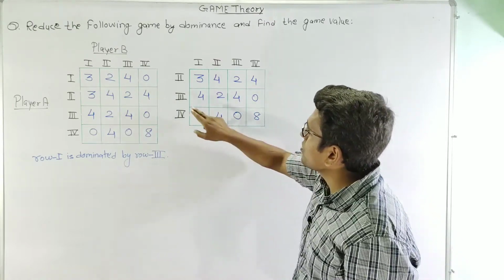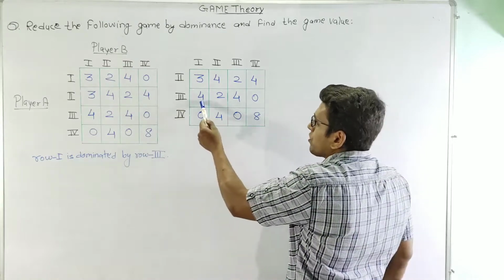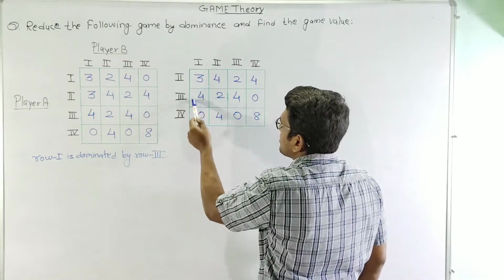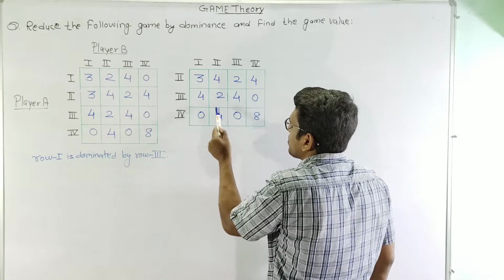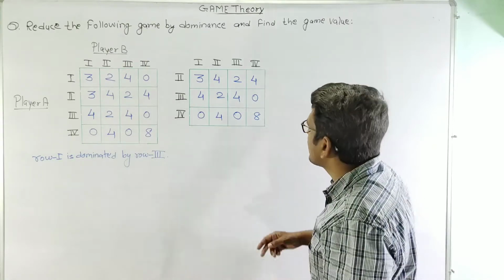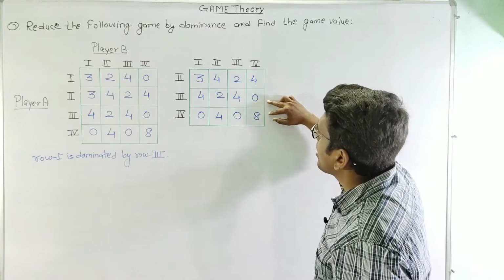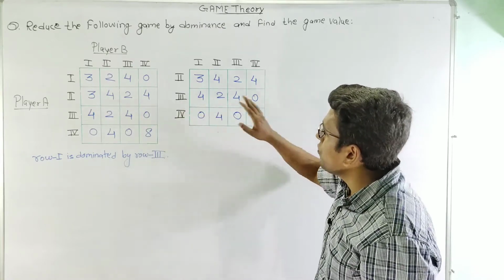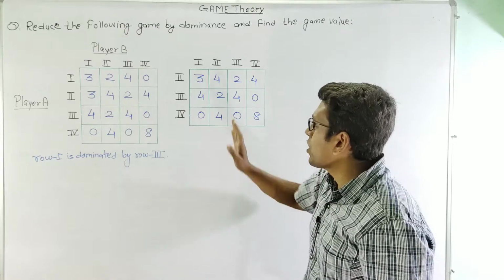Now let us compare row 3 and row 4. So this is 4, this is 0, this one is greater. This is 2, this is 4, this one is lesser. So since this is greater, this is lesser, we can say that there is no dominance between row 3 and row 4. Now let us compare columns.